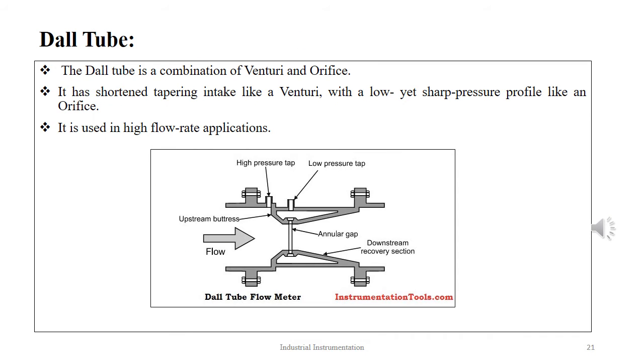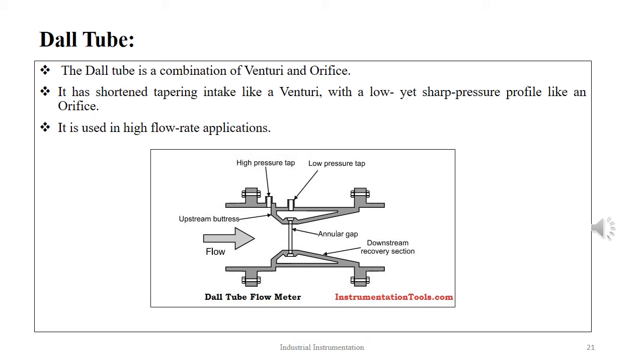The Dall tube is a combination of Venturi and orifice. It has a shorter tapering intake like a Venturi with a low yet sharp pressure profile like an orifice. It is used in high flow rate applications. A Dall tube consists of two conical reducers inserted into the fluid carrying pipe. It has a shape very similar to that of a Venturi with a throat.